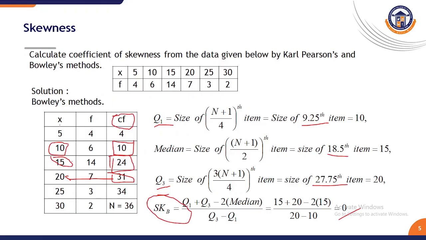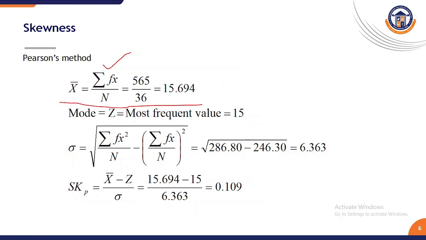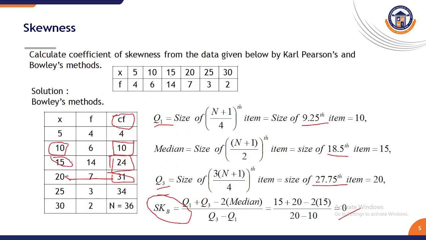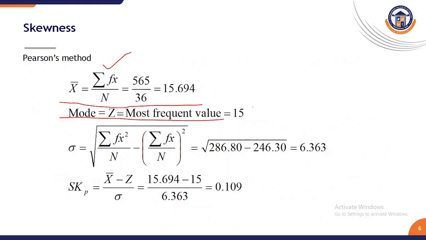So multiply this f and x to get the value of sum of fx. Then x bar equal to 15.694. Mode is the most frequent value. That means 15 appears 14 times in the distribution. So highest frequency. So its corresponding x is the mode. So mode value is 15.